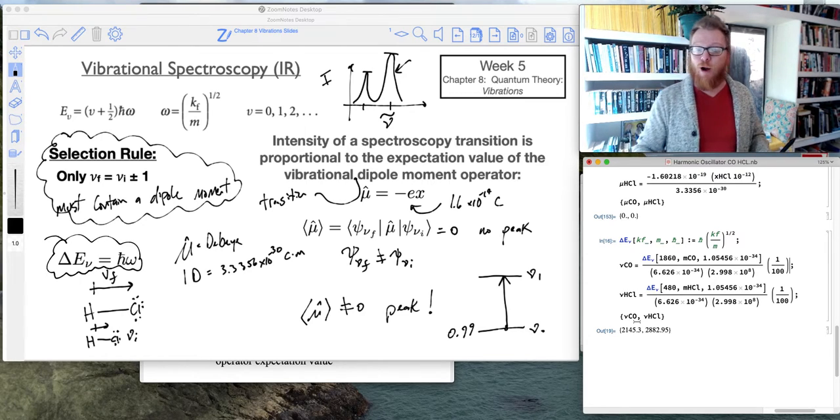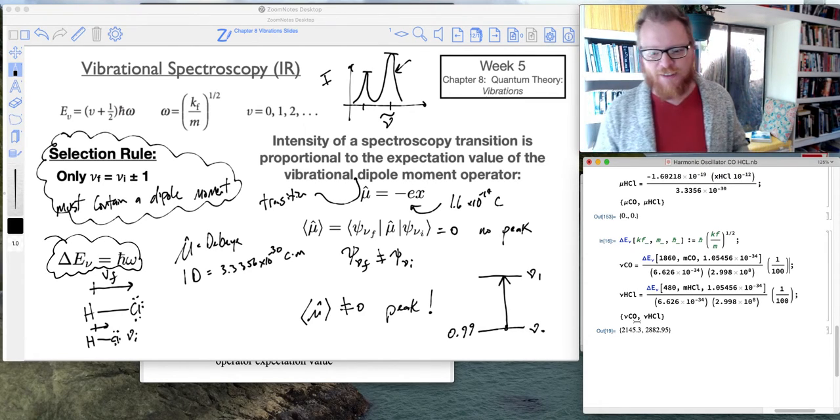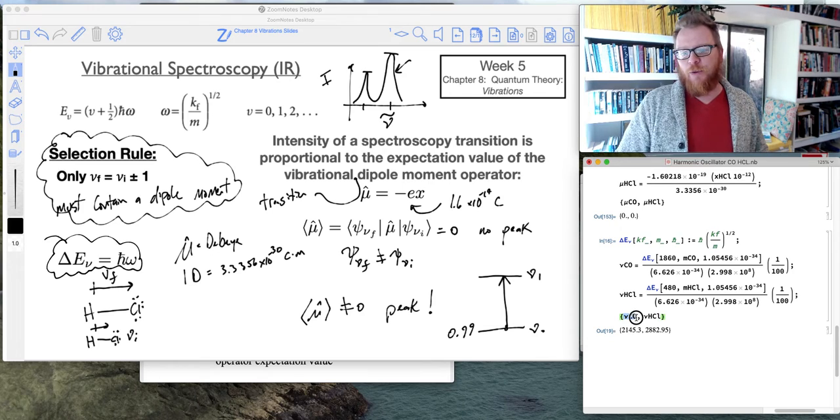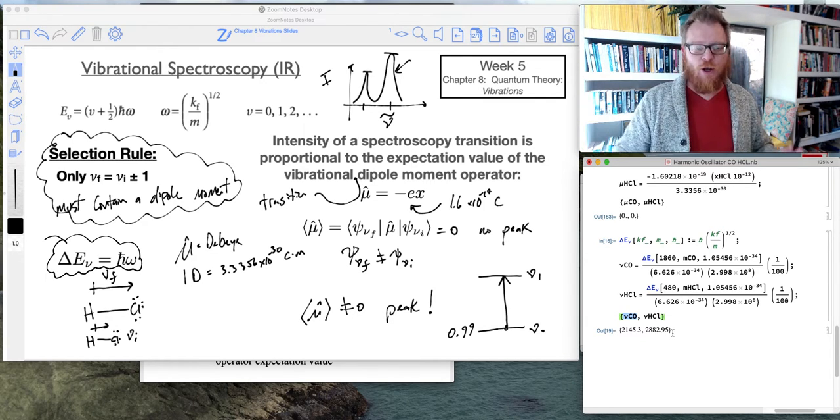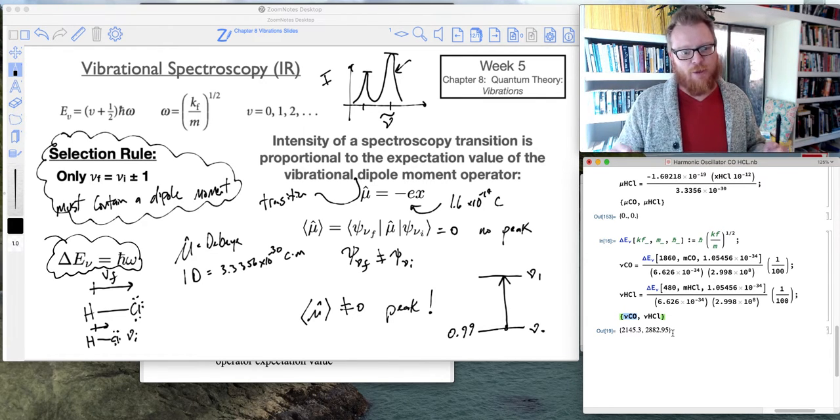So just using the simple harmonic oscillator model, not even looking at the spectrum, I get that the frequency of transition for carbon monoxide is 2145 wave number, and for HCl, 2882 wave number. That is really, really close to the actual wave number transition that's observed in real life.